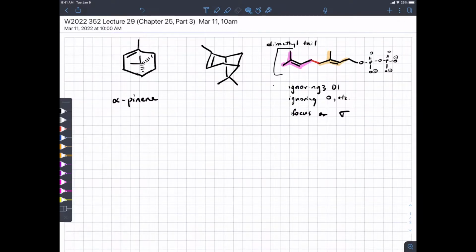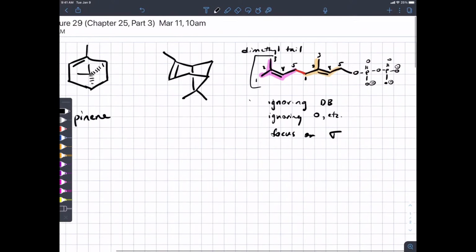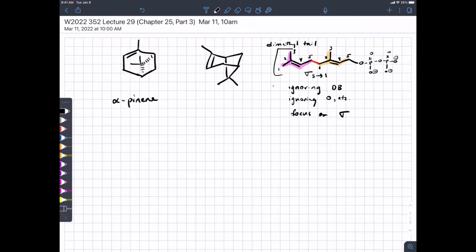that's better, that we've chosen to number the atoms of these isoprene units where the methyl groups are, we're calling carbon 3. So the bond that comes from the linear precursor is a sigma bond between carbon 5 of one unit and carbon 1 of the next. So do you see a dimethyl tail in alpha pinene? It's here or here?